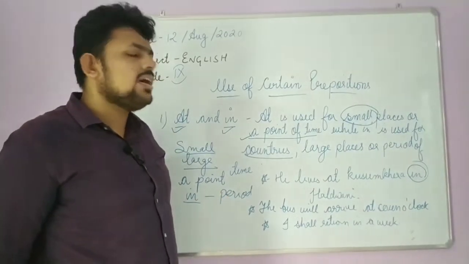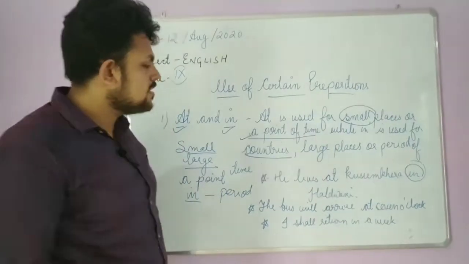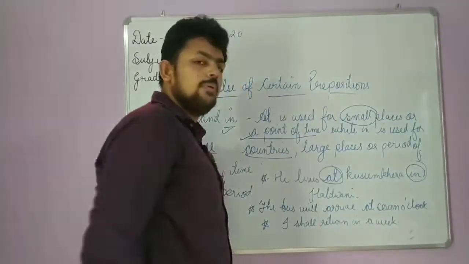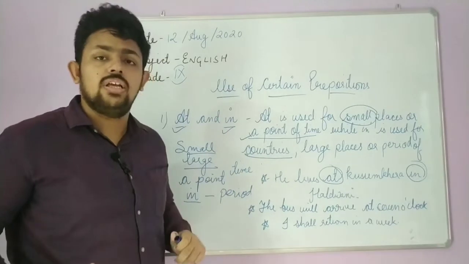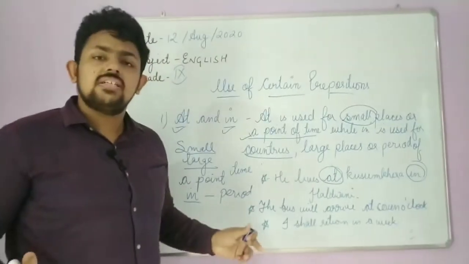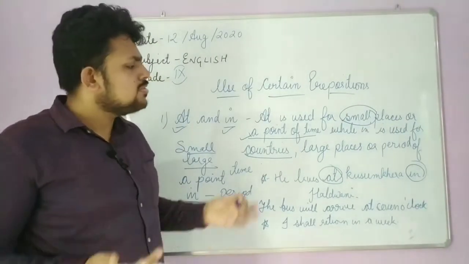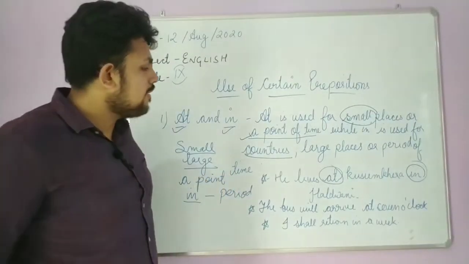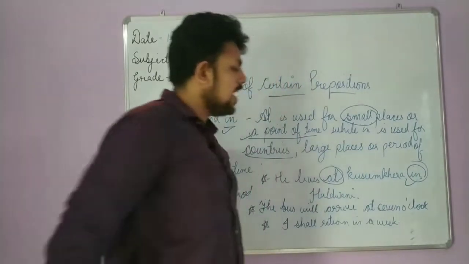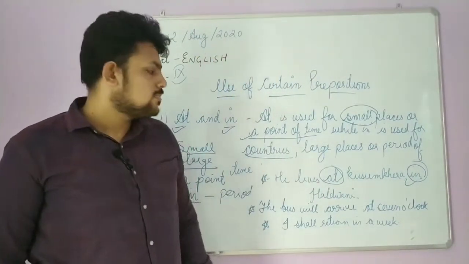Wherever a small place is there, always put at, because you are specific about the place, you know that he lives there only. While for big cities, you don't know where in the big city, so you always put in for big cities. So in is used for large cities, at is used for small places.